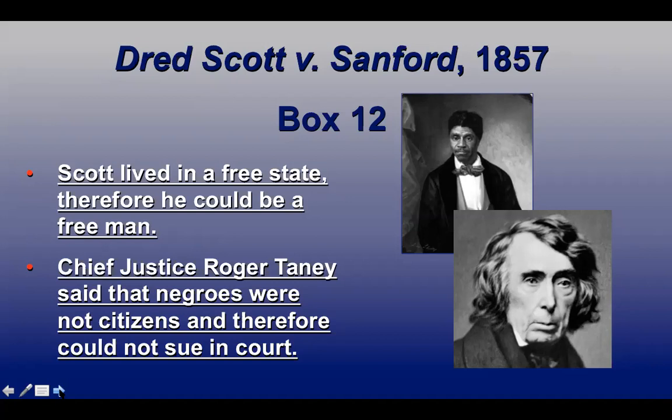But this does bring to the forefront, what are the rights of African Americans that are free? What does that look like? And what does the process of becoming free look like? Again, it's brought to the forefront, where you start to have more and more people fighting for those rights for African Americans.